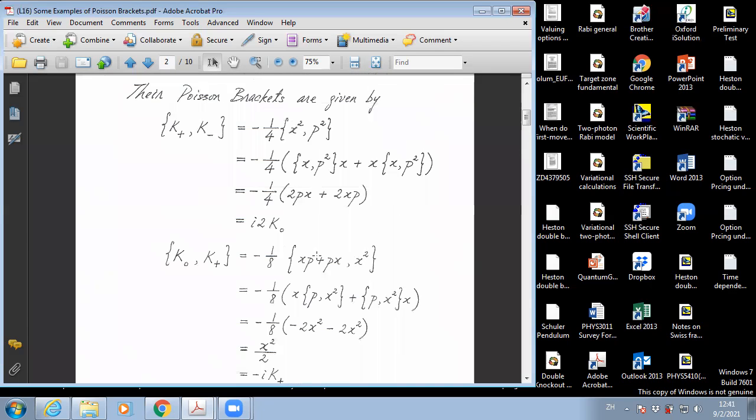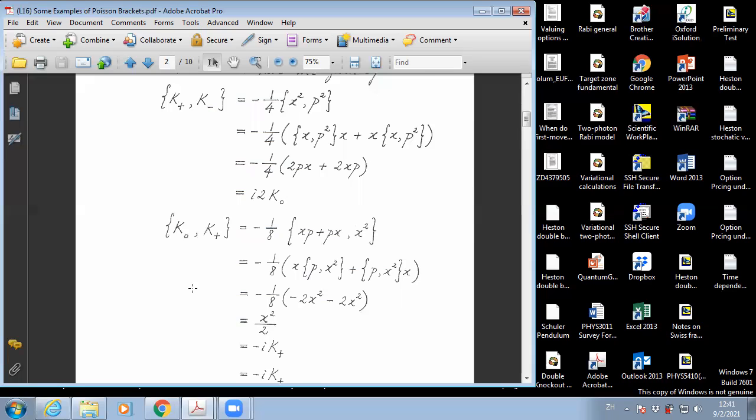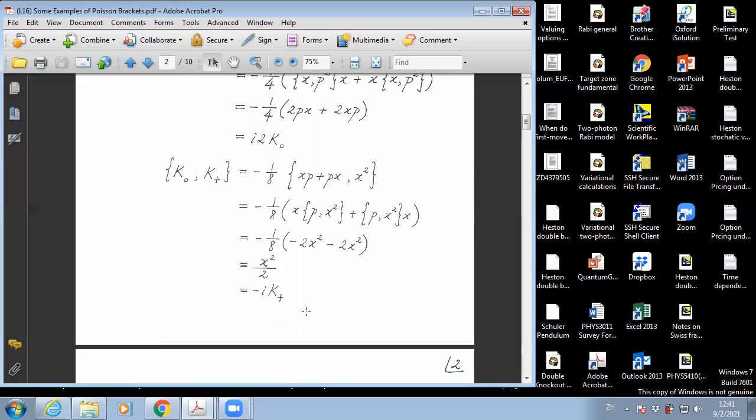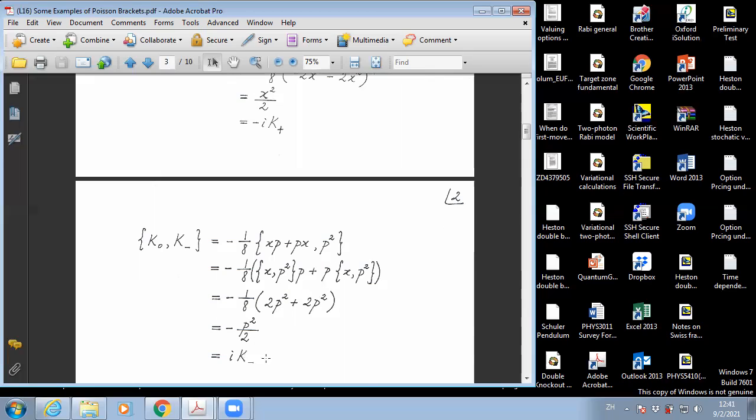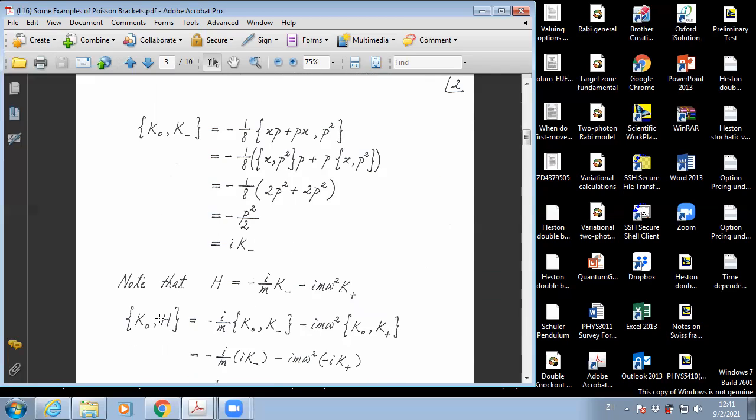K plus, K minus give you I2 K naught. K naught, K plus give you minus I K plus. K naught, K minus give you I K minus. All right, these are the fundamental Poisson brackets between these three functions.